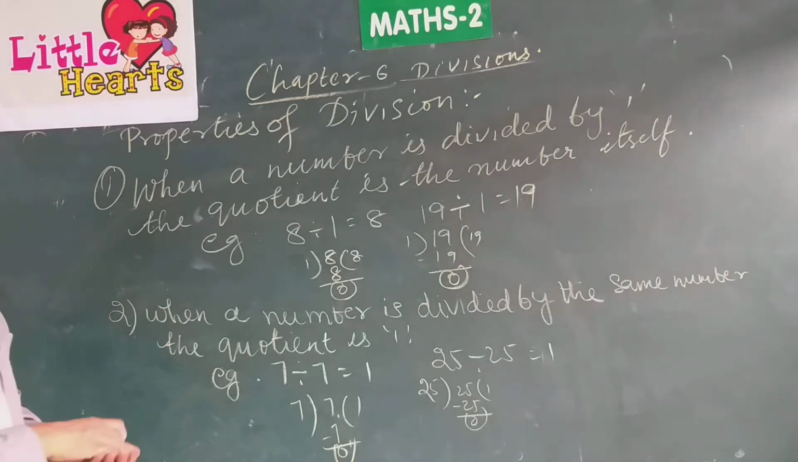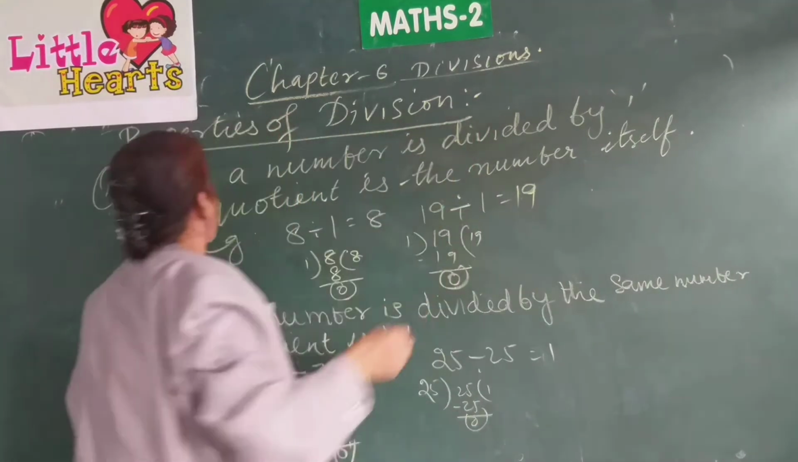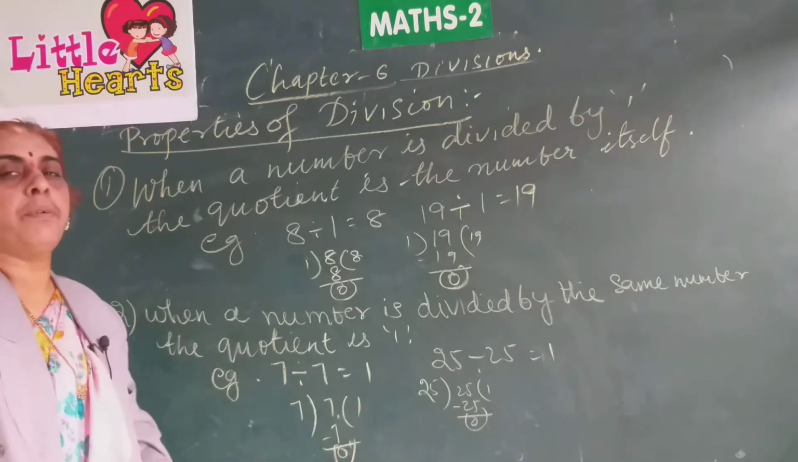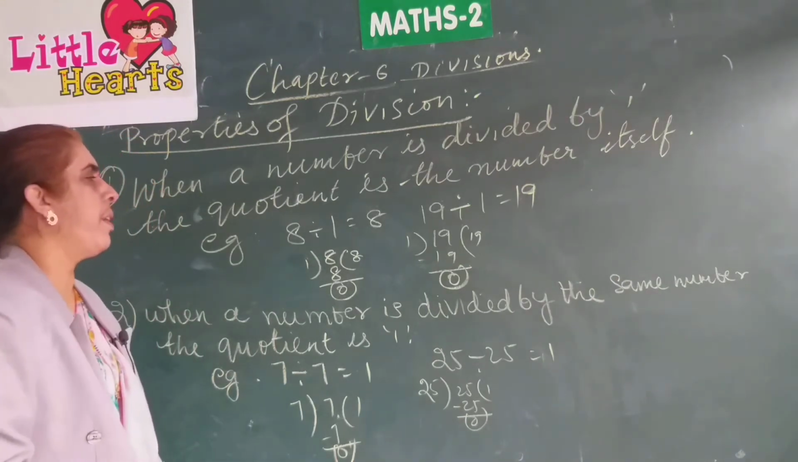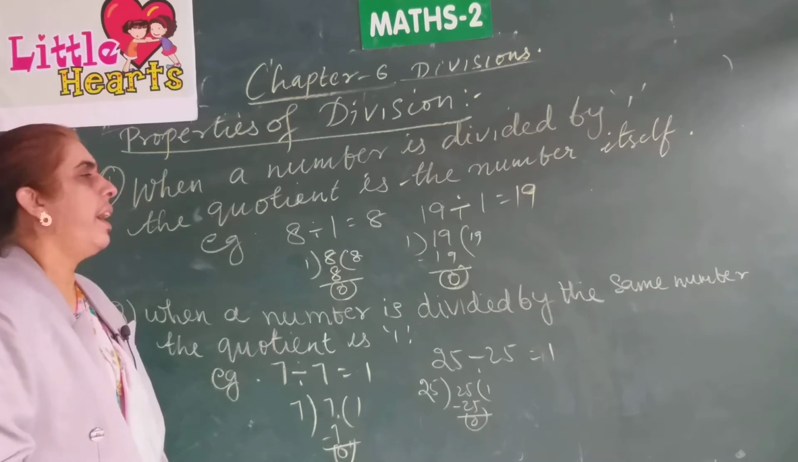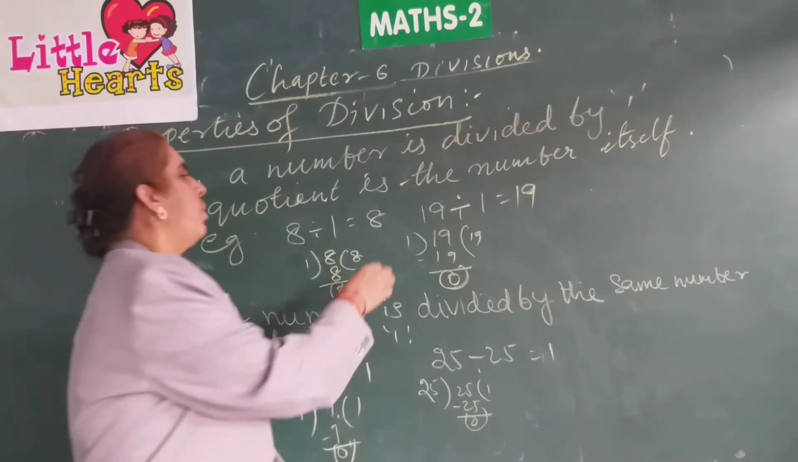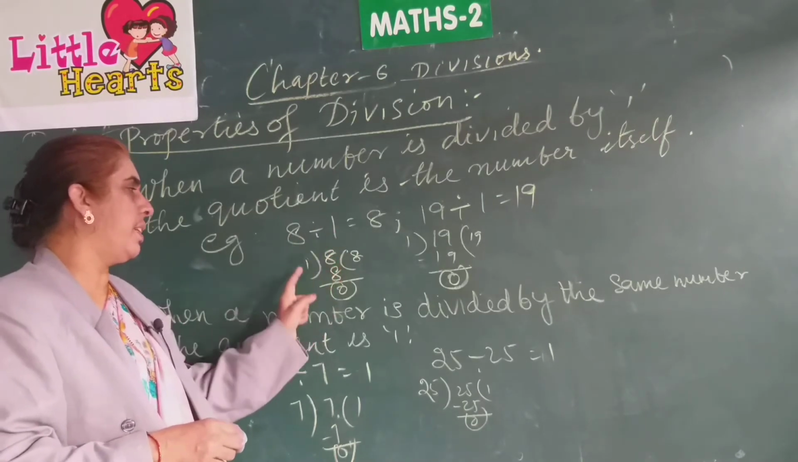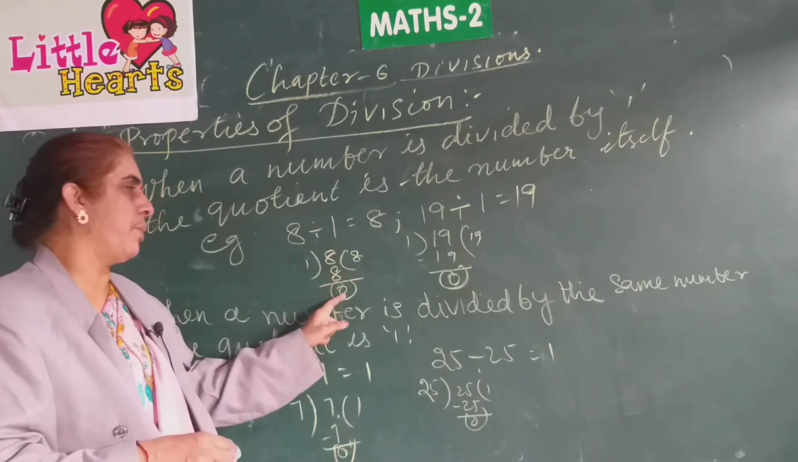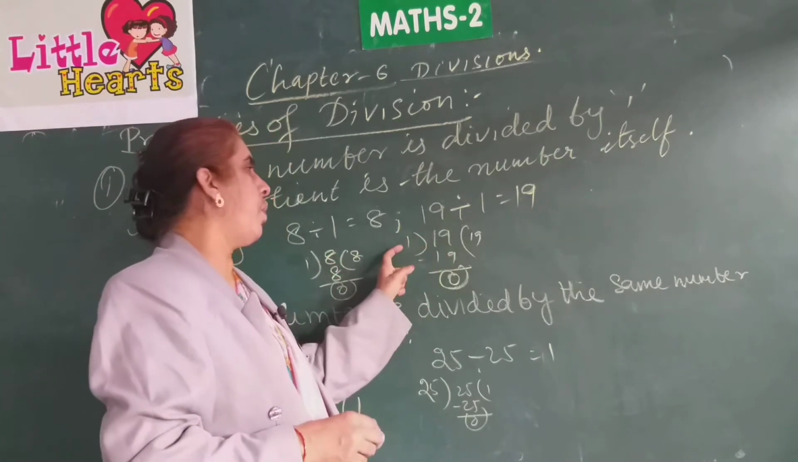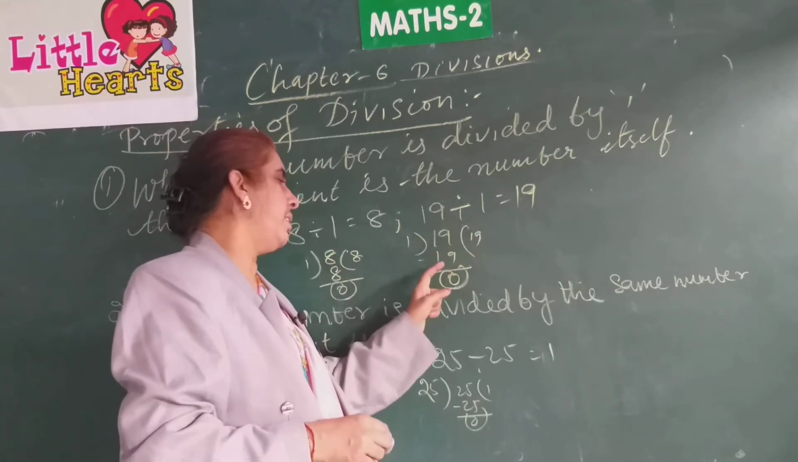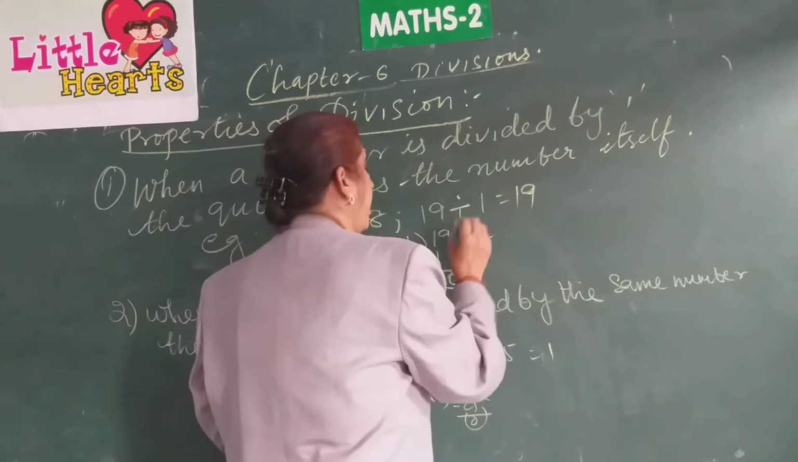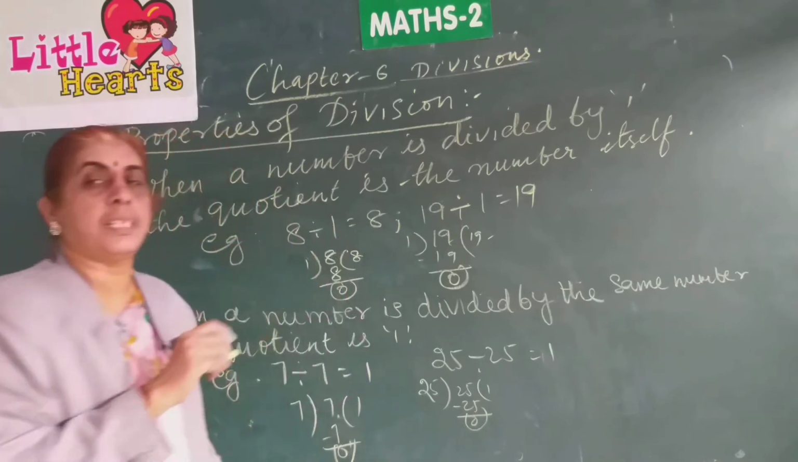Yes, children, let us know about the properties of division. When a number is divided by 1, the quotient is the number itself. 8 divided by 1 equals 8, and 19 divided by 1 equals 19. So 8 is the dividend and 1 is the divisor. 1 eight is 8. 19 is the dividend and 1 is the divisor. 1 nineteen is 19. So when a number is divided by 1, the quotient is the number itself, or the dividend itself.